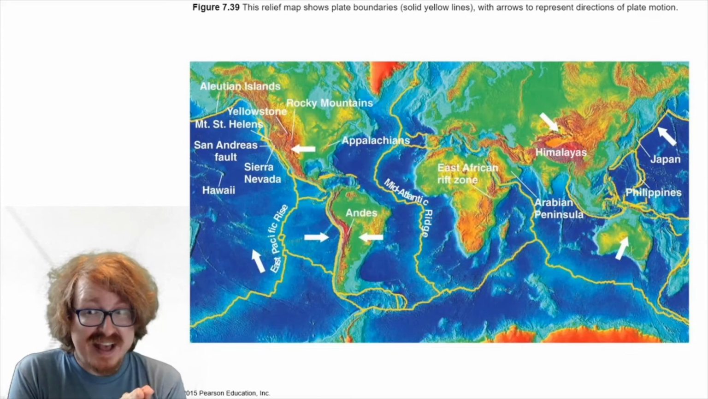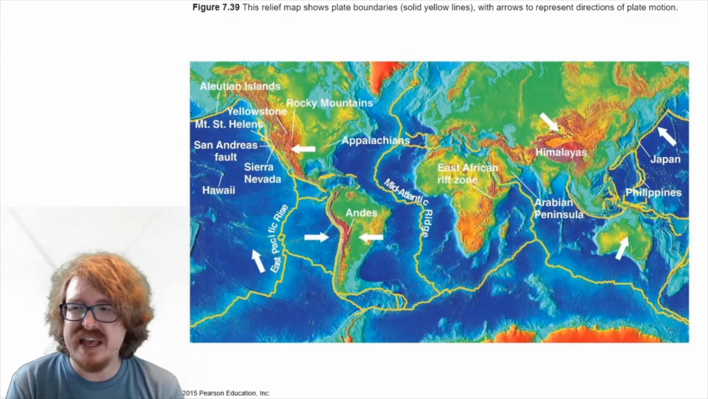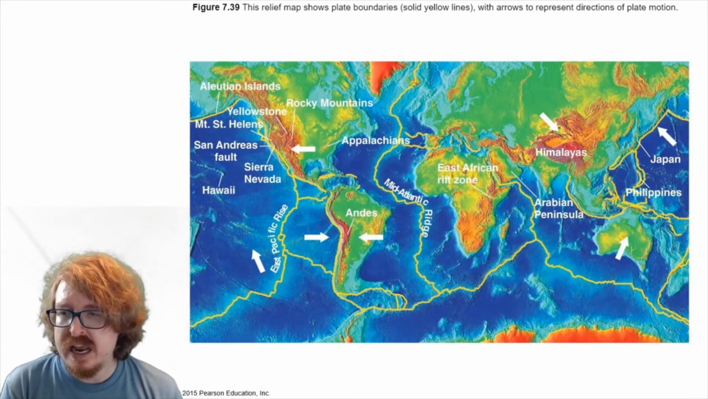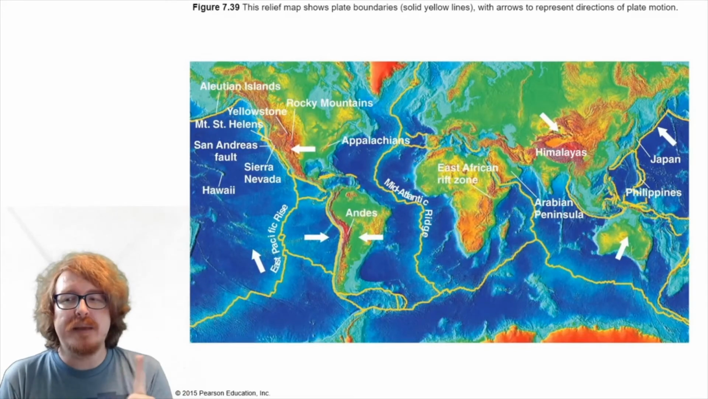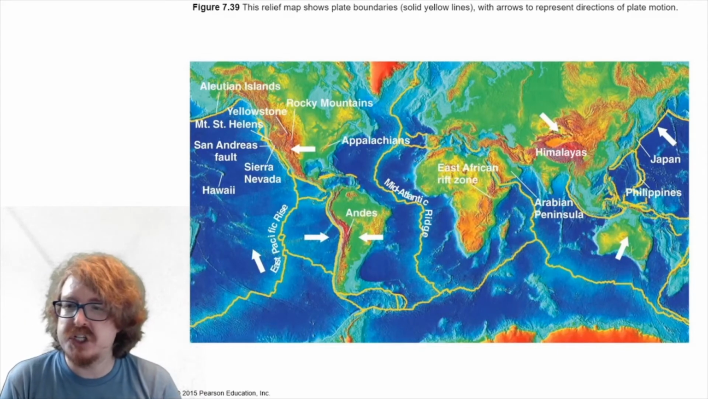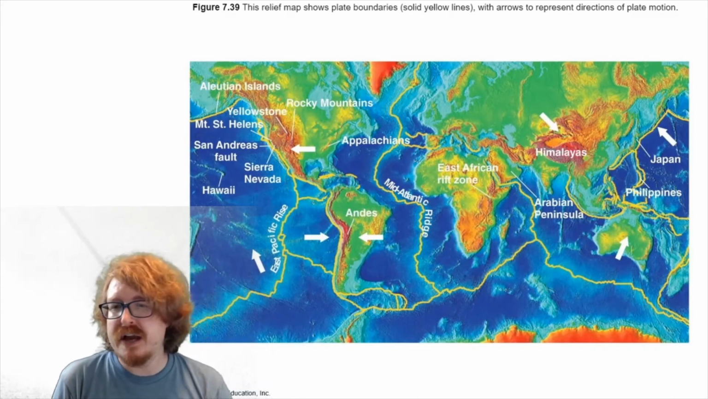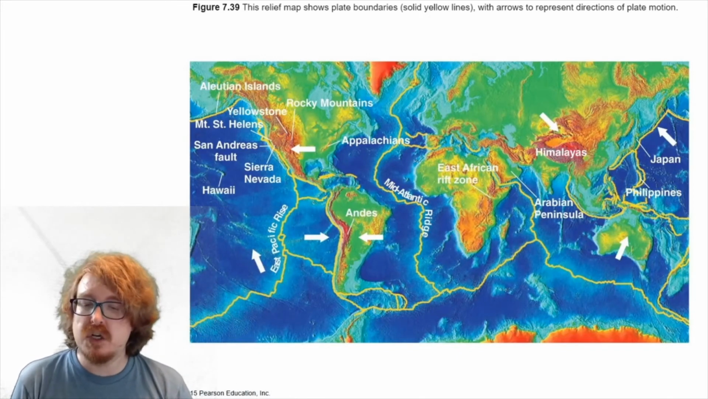Now, is it very fast? No. We actually can track it with GPS these days, and we see that they move a few inches every year, but they're not all moving the same direction. So some plates are moving east, some are moving north. They show the direction of some of those motions with some of these arrows, but they're not showing all of them. But yeah, these plates are moving around.